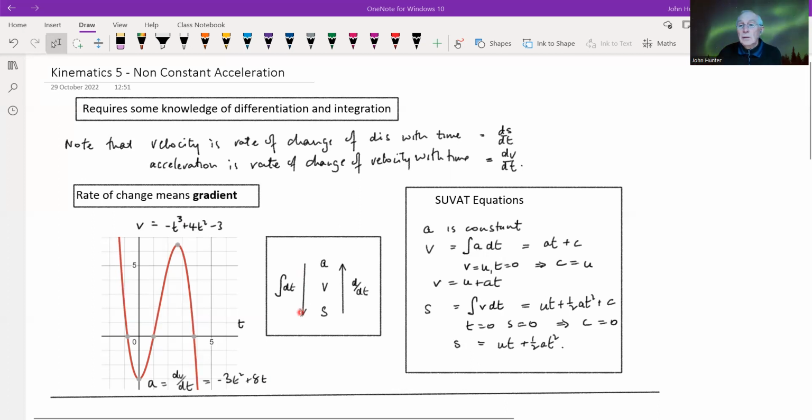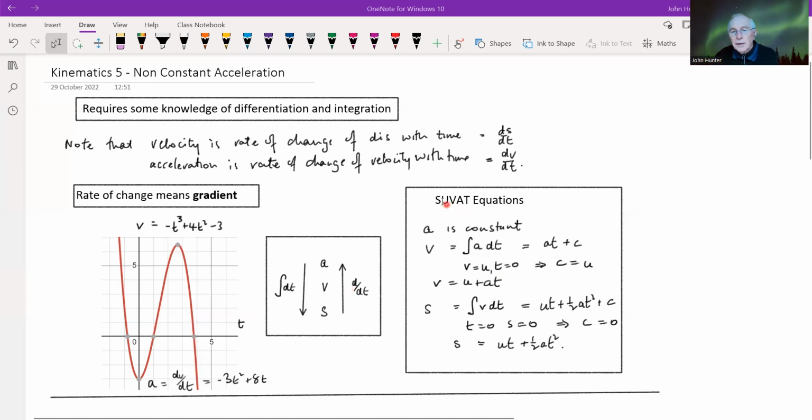Now we can usually resolve that constant of integration in the problems that we're given, because we will be given a boundary condition. In other words, when t equals 0, v equals 0, or v equals 3, or something like that. That'll become clearer when I follow the examples through. Okay, so this is what we need to do in order to derive displacement, velocity, or acceleration from each other.